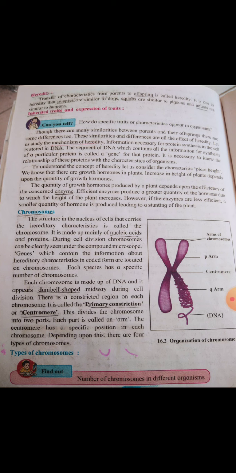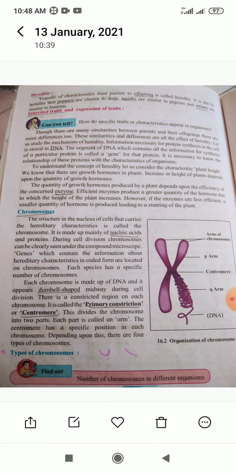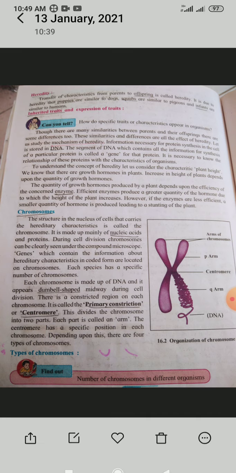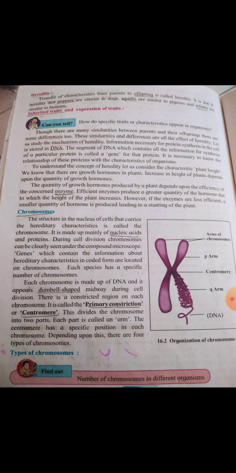During cell division, we can see the chromosomes under a compound microscope. Genes, which contain the information about hereditary characteristics in coded form, are located on chromosomes. The genes are located on the chromosomes and carry the information about the characteristics. Each species has a specific number of chromosomes.